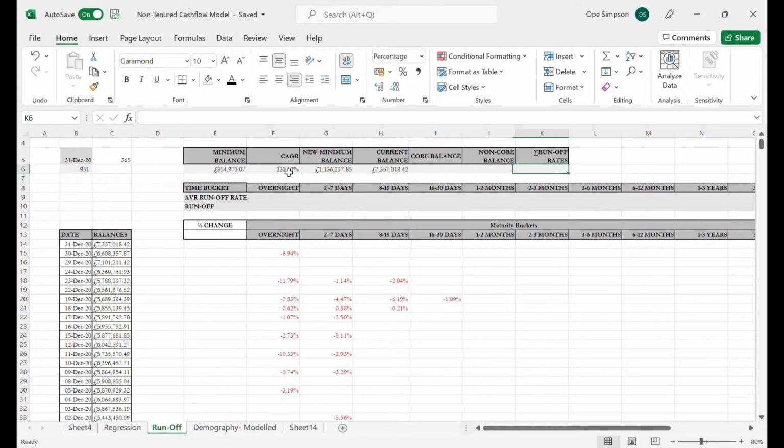Now to calculate our core balance, it will simply be our new minimum balance divided by our current balance, and we have a core balance of 15.44%. And our non-core balance will then be 1 minus our core balance.